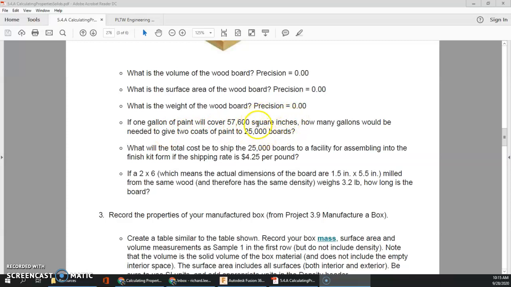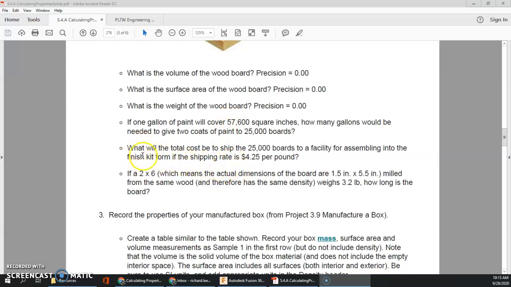Square inches tells us we're talking about surface area, okay? And gallons is talking about volume, but it's not asking us to solve for volume because we're told how much 1 gallon covers in surface area. So we need to find the surface area of one board and then multiply by this many boards and figure out how many gallons will cover that many boards in square inches.